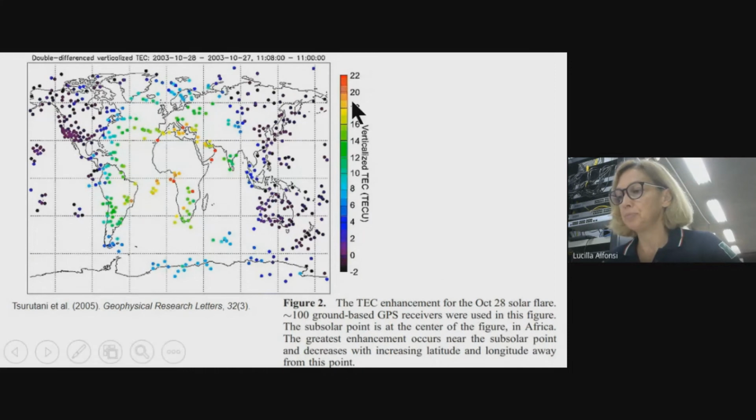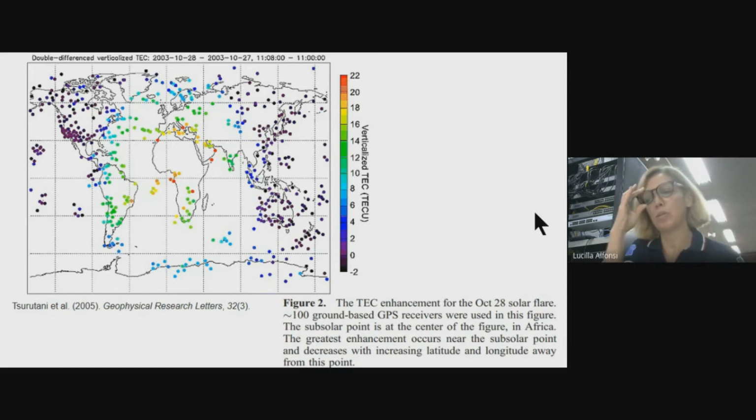This is of the, sorry, solar flare. Yes, this is another storm. This was from a very big storm that happened in the previous cycle, in late October 2003, and for this reason it is called the Halloween storm.